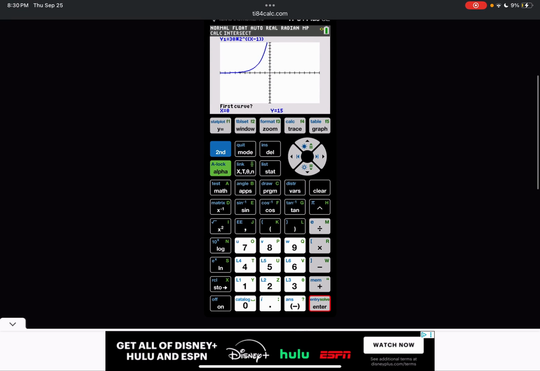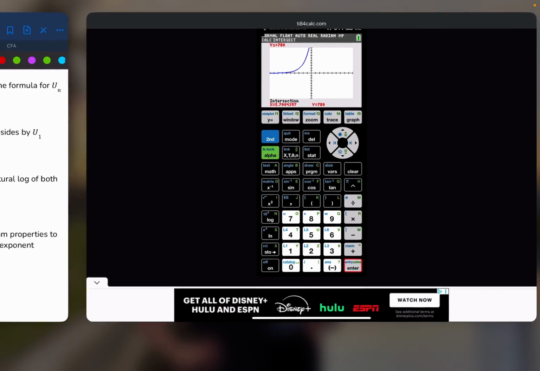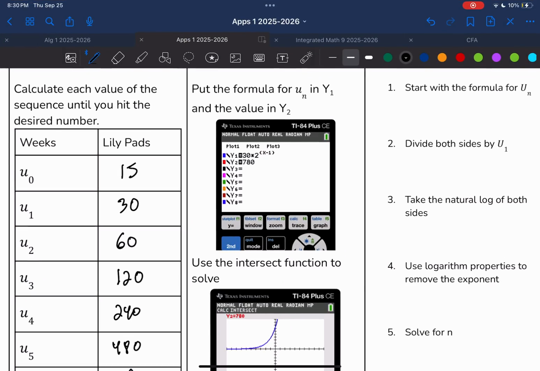there's our first curve, there's our second curve, guess, and press enter. And we can see that the intersection is 5.7. Yep, so it's going to be 5.7 weeks. We're going to finish 5 whole weeks. During that 6th week, that's when we're going to hit 780 lily pads.